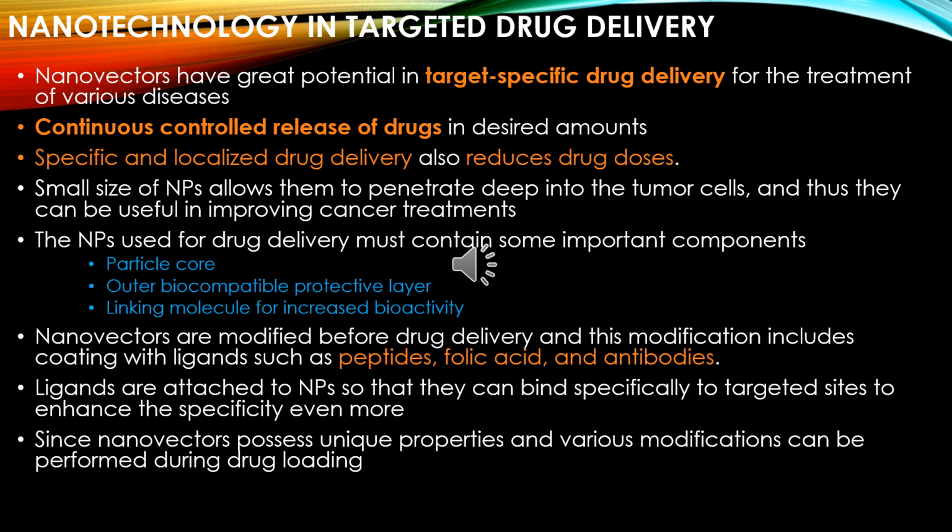These nanovectors can be modified according to our need. So before drug delivery, these modifications can be included over the nanovectors. These modifications can be included by means of coating with ligands, using peptides, folic acid, and many antibodies that are available for this. So based upon the need, we can fabricate the nanovector and we can design it.